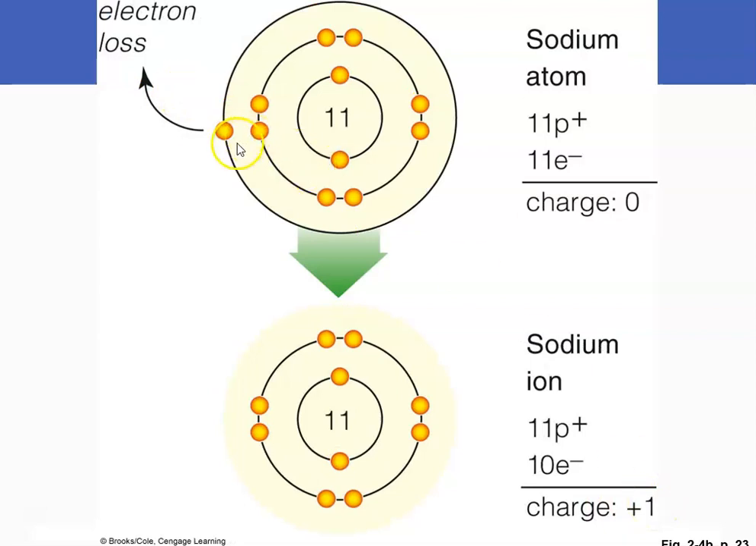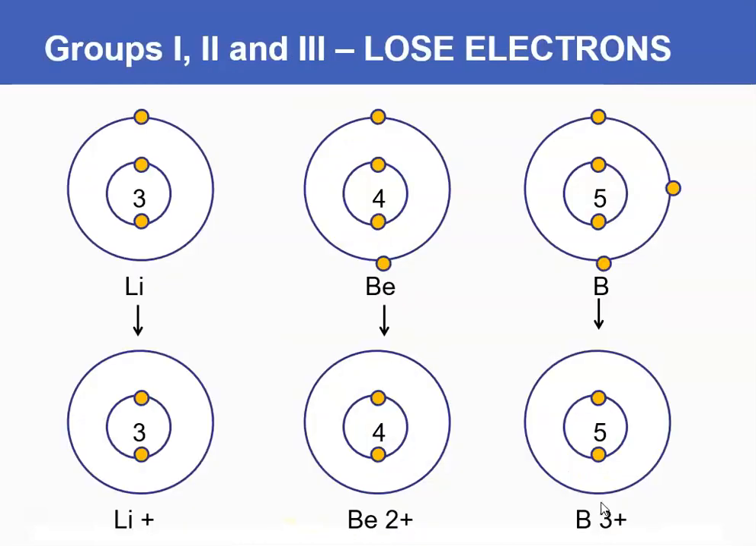Sodium, on the other hand, has a single electron on its outer valence shell. That sodium atom says, I do not want that electron. I want to be nice and full like the noble gases. So sodium's going to get rid of that electron and fill its valence shell, which will mean in total it's going to have only 10 electrons compared to those 11 protons, giving it a charge of +1.